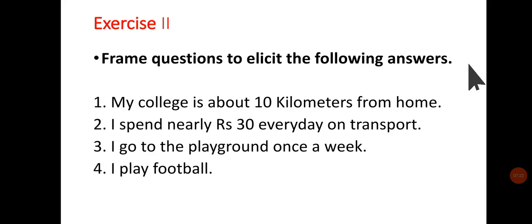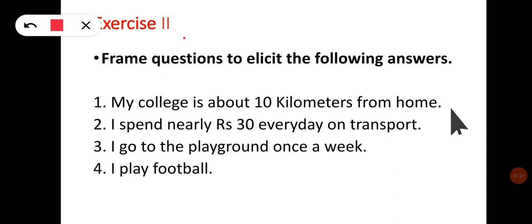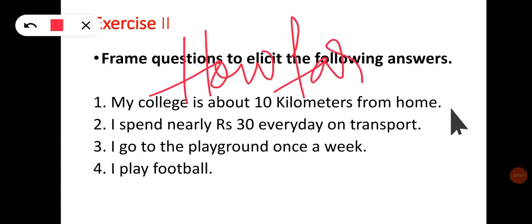You have to frame the questions. My college is about 10 kilometers from home. What is the word that you can use here? You can use, how far is your college from home? You can say my college is about 10 kilometers from home.